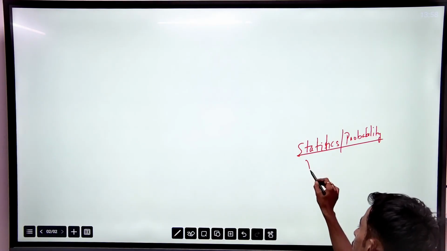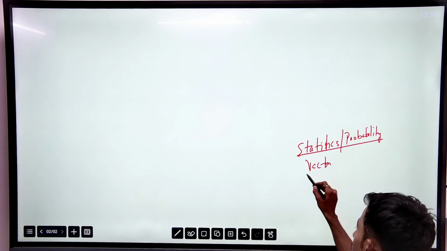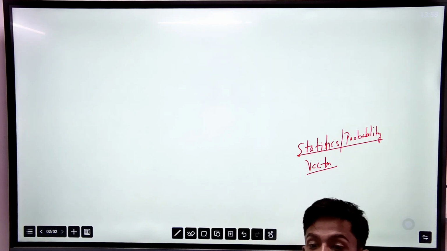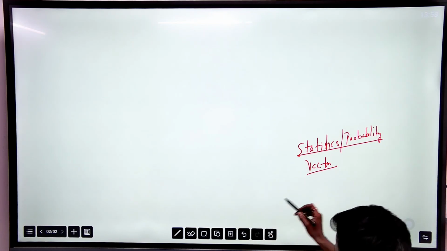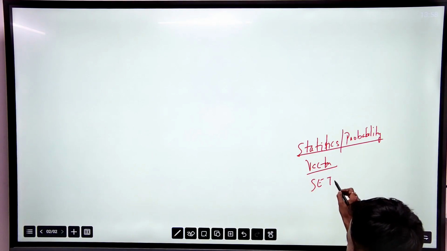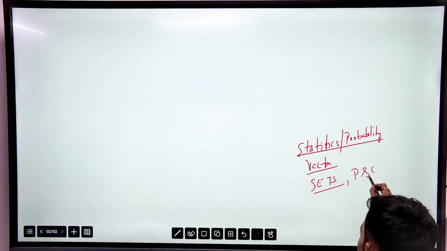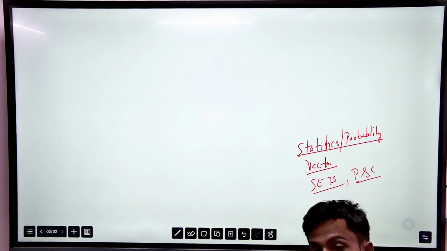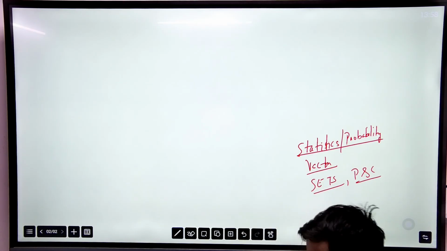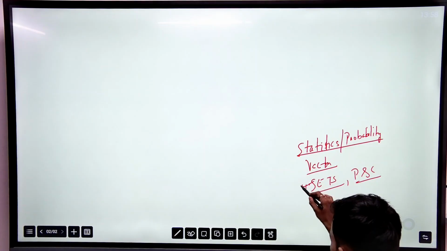Vector. Okay, you go through vectors. That will not be on your list, but still you did it. Okay, good. And you? Sets. Okay, sets and PNC. And okay, done. Okay, next you. Sets. Okay, sets I got two times.